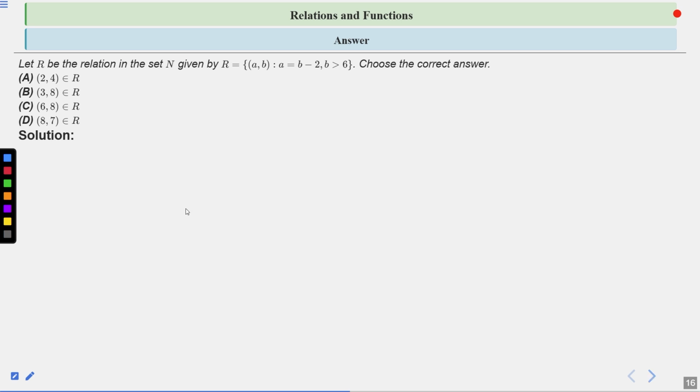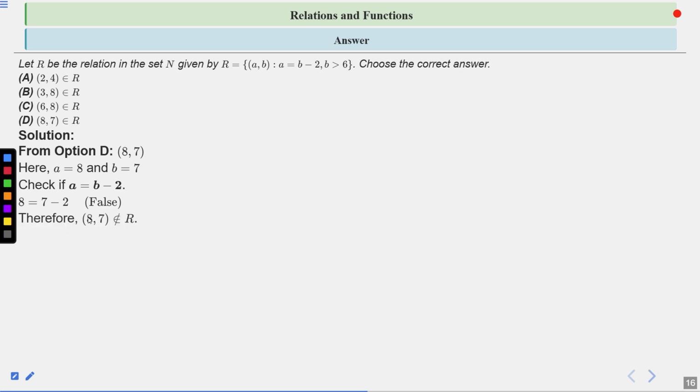Now for the fourth, from option D, 8 comma 7. A is 8, B is 7. A is equal to B minus 2. So 8 is equal to 7 minus 2, false. Therefore 8 comma 7 doesn't belong to R. Simple. That's the correct option, simply C. I hope it is clear to you. Moving on to the next.